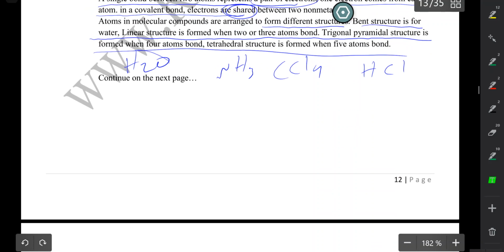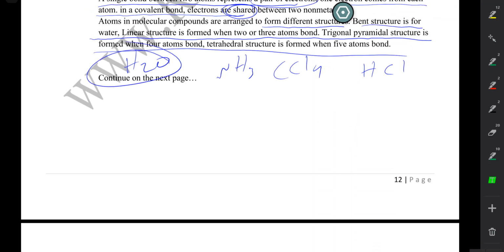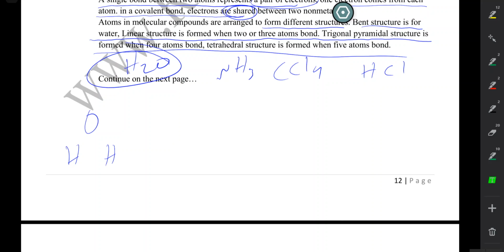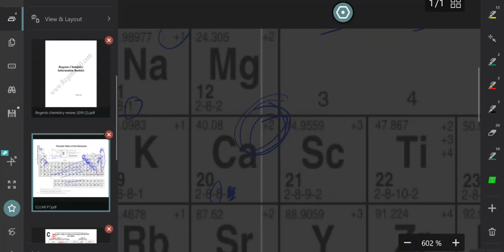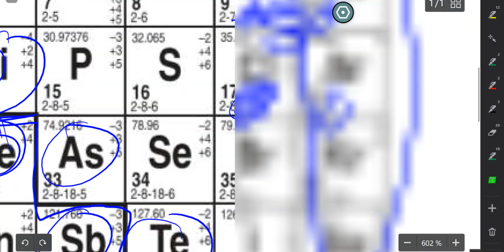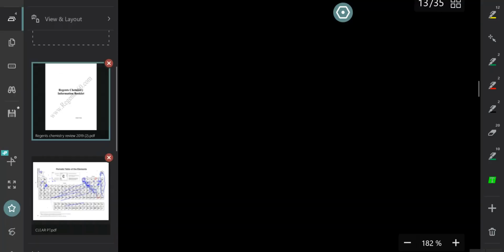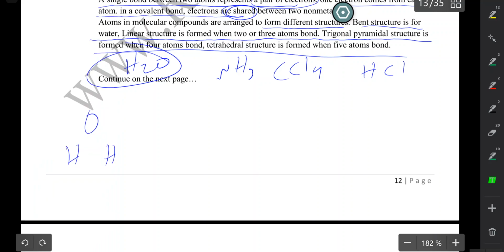Okay, let's start with H2O. H2O is a bent structure, the most common bent structure. There are two H's and one O. So here's an H, here's another H, and here's the O. Now, valence electrons are very important when it comes to drawing Lewis dot diagrams of molecular compounds. According to the periodic table, oxygen has a total of 6 valence electrons.